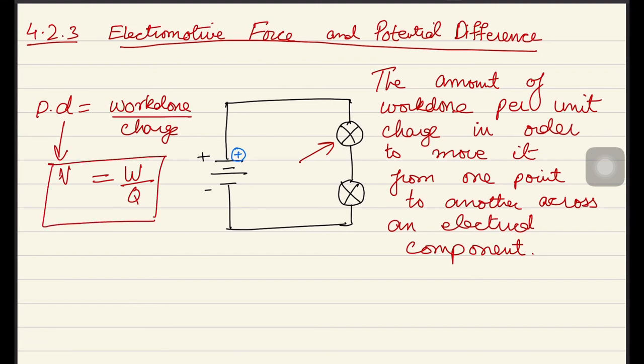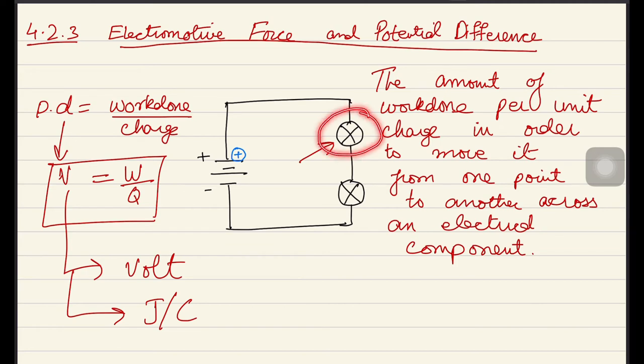And the unit, of course, we have two units. One is the volt, which is most commonly used, and the other one is joule per coulomb. Everything else is the same. The only difference is in the definition of the potential difference and the electromotive force. Now we have to discuss the instrument that is used to measure this potential difference. The instrument used to measure the potential difference across any object is called the voltmeter.